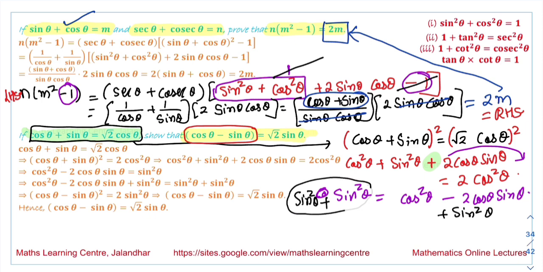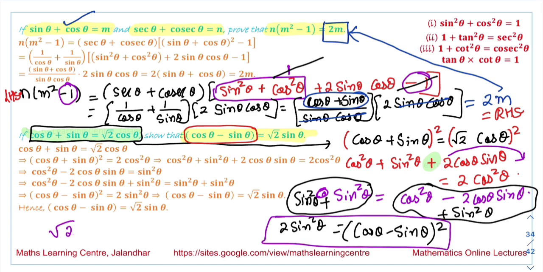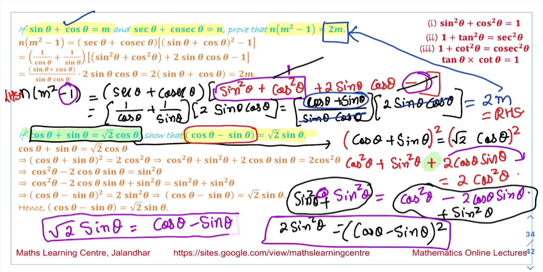This whole term will become 2 sine square theta, and this whole term now will be cos theta minus sine theta square. So if we take the square root on both the sides, the answer we will get is square root 2 sine theta, that is equal to cos theta minus sine theta. We are saying square root 2 sine theta is equal to cos theta minus sine theta.